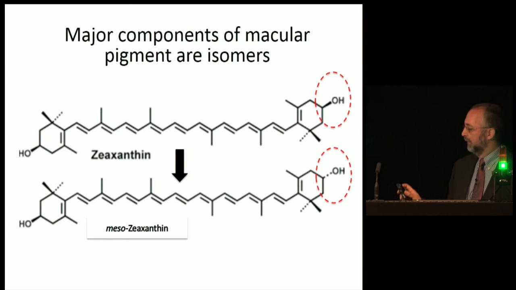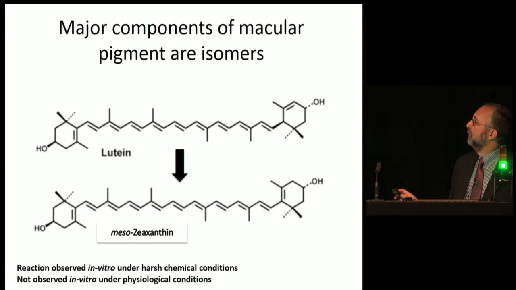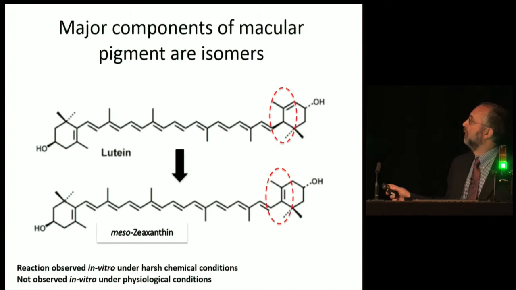The other possibility is that lutein is going to meso-zeaxanthin by a double bond shift reaction, shown here. These are much more common. These types of things happen in steroid synthesis all the time. There's an extraction of a hydrogen from here, and you would put a hydrogen here, and possibly in an acid-base type catalysis reaction.